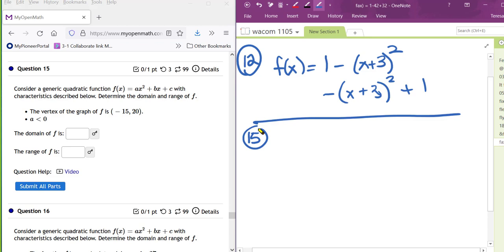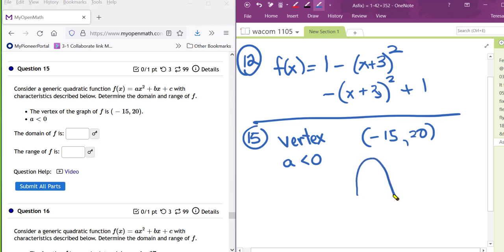Right, and this is just giving us, if we had this, a generic quadratic, and all we know is the vertex is -15, 20. We know that A is less than 0. So that means the A at the front is negative, and what that tells you is it's going to go this way. Right? So it has a max. It doesn't ask that, but it does. And then it wants a domain and range.